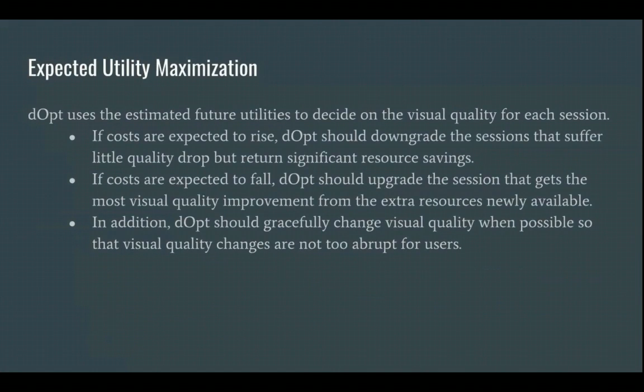So the final one is utility maximization. Here, DOPT has too many questions to be answered. The first thing that we are going to be talking about is how DOPT would be able to decide the quality for each session. So basically, sometimes DOPT might have to downgrade or upgrade the rendering settings for sessions based on new users entering or dropping. And also DOPT should make sure that this change in visual quality does not disrupt the gaming experience for users.